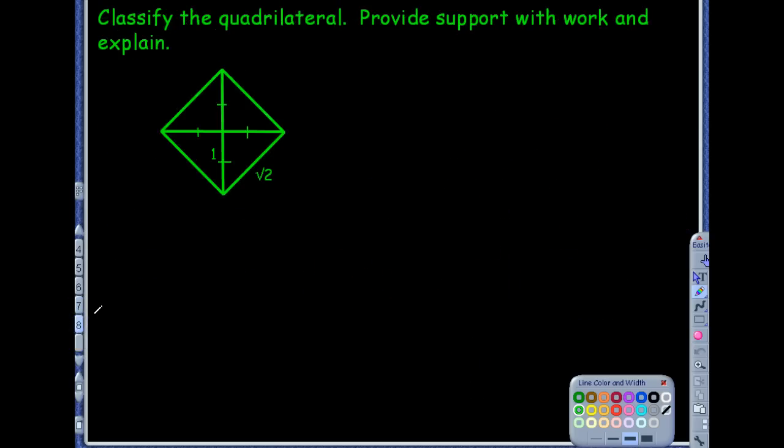Perfect. All right. Last one says to classify the quadrilateral and provide support with work and explain. This is going back to the end of last semester, where we talked about quadrilaterals. Let's review some of the things that we remember about quadrilaterals. We know it could be a parallelogram, a rectangle, a rhombus, a square, a trapezoid, or a kite. I mean, all sorts of options here.